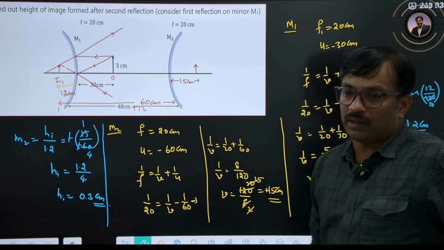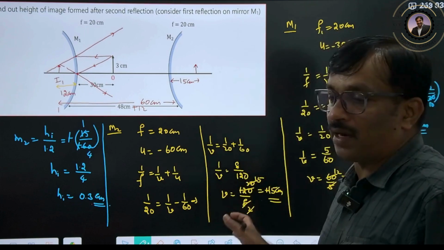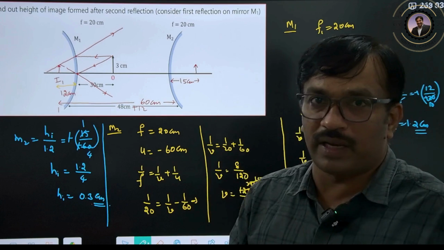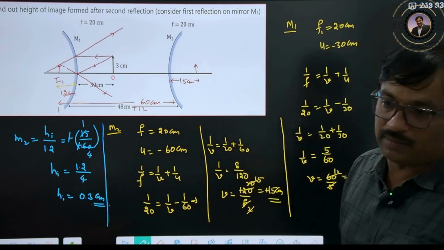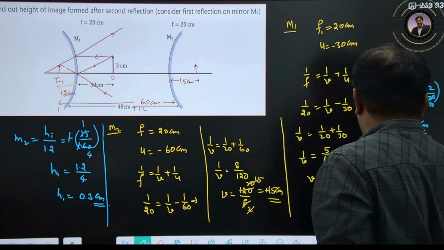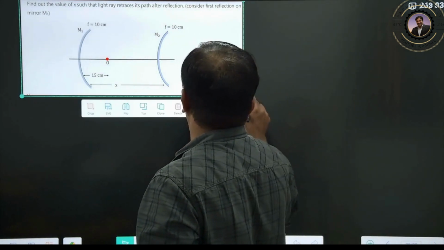Clear? So in this way, any number of mirrors can be there; it does not matter. Understand the concept very clearly, then apply, and you can get your answers automatically. Now, we will discuss one more question. Let us see. Here also there is some more combination of the mirrors.